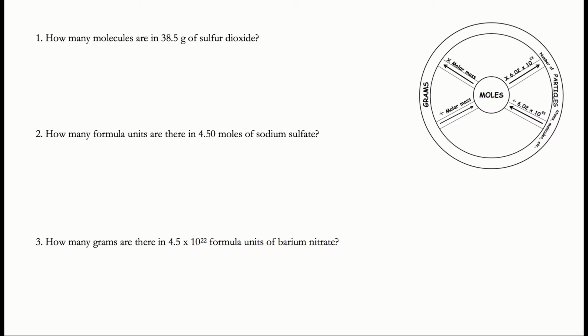So for the first problem, it says how many molecules are in 38.52 grams of sulfur dioxide. So I'm going to start out, I have 38.5 grams of sulfur dioxide, and I want to get into molecules. If you look at the diagram here, I'm in grams, I want to get into molecules, so I'm going to go from grams to moles first, then from moles into molecules. Okay, so I'm going to put grams on bottom, and I'm going to get into moles first. Then I'm going to get out of moles, and I'm going to get into molecules. Okay, so let's figure this out.